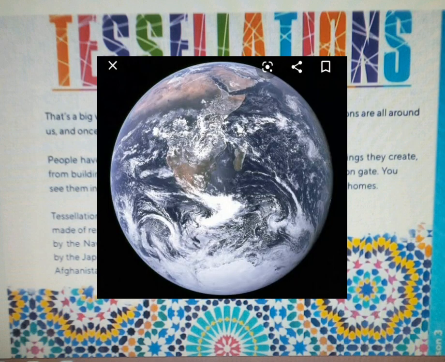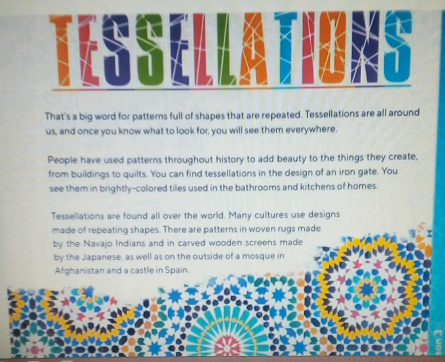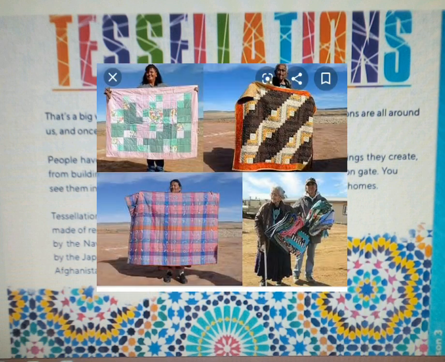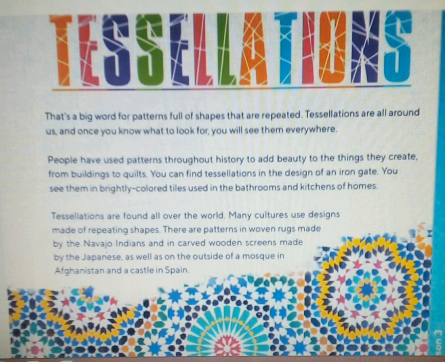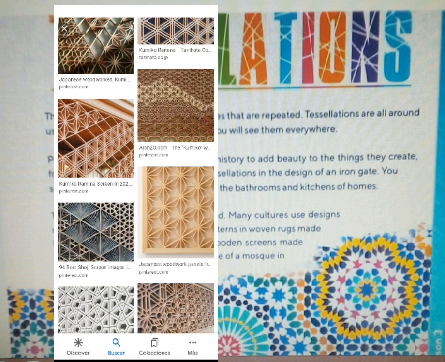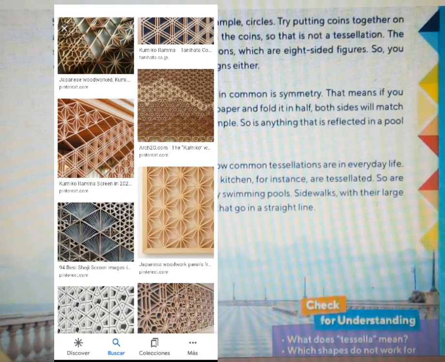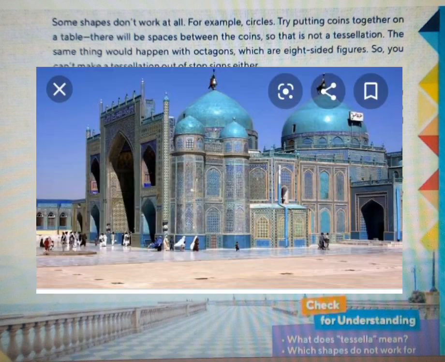Tessellations are found all over the world. Many cultures use designs made of repeating shapes. There are patterns in woven rugs made by the Navajo Indians, and in carved wooden screens made by the Japanese, as well as on the outside of a mosque in Afghanistan and a castle in Spain.